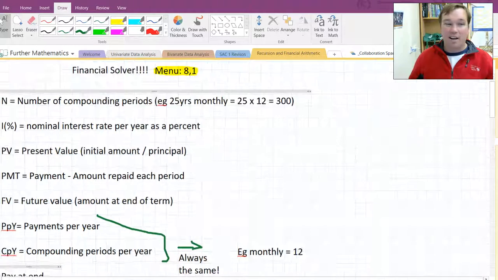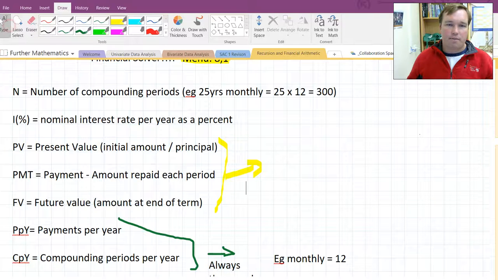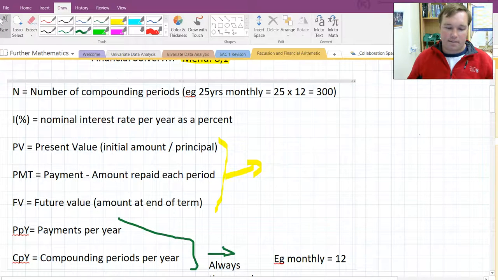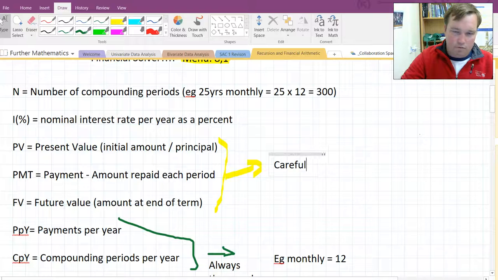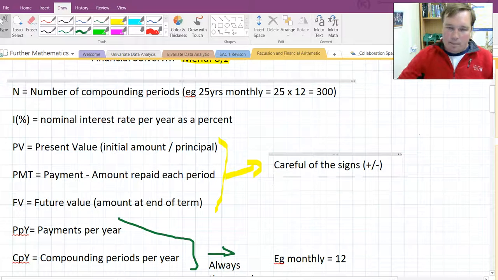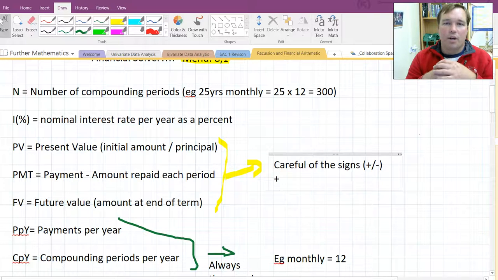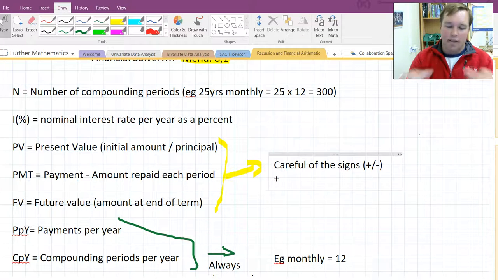Where 99, 95 maybe, % of students get it wrong is these three. And that's because they need to be very careful of the signs. And by signs, I mean plus or minus. Plus is a good thing for you. A good thing for you is money coming to you.